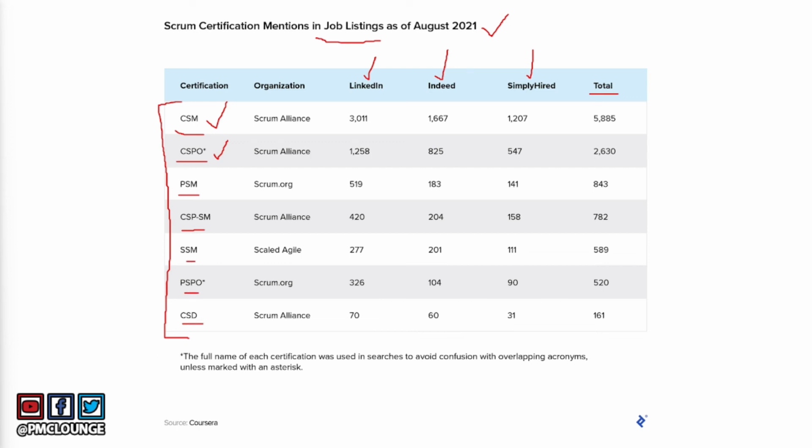So these are the most popular certifications, and as you can see, CSM is actually way ahead from the closest competitor CSPO itself, because you've got a total mention of 5,885, and the next one is not even half of it, right? 2,630. So CSM is definitely one certification that you can look forward to if you want to get into a Scrum environment, if you want to become a Scrum Master. And the kind of skills that you need for this job is also something that we already discussed.